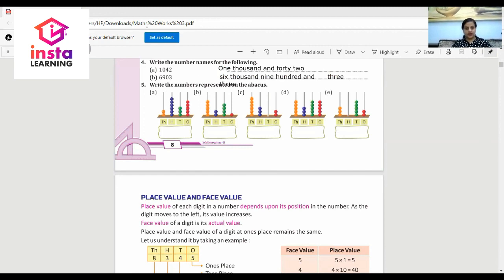Now write the numbers represent on the abacus. Abacus means what it is representing. How many balls, colorful balls are there? 1, 2, 3, 4, 5. So we will write here 5. At the thousand place, that is 2. 2 balls of orange color. After that, 6 balls for blue color, that is of 100 place. 3 balls are of green color, that is of tens place. And 5 balls of red color, that is of ones place.